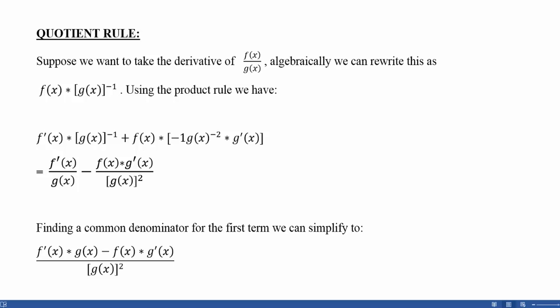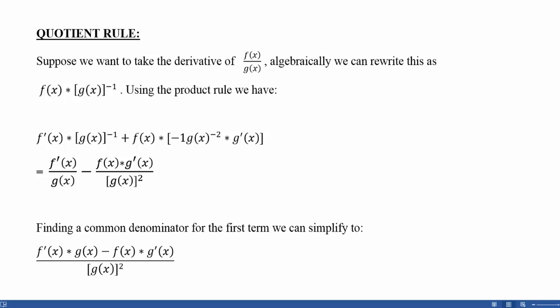The quotient rule. Suppose we want to take the derivative of f of x over g of x. So now we have the ratio of two functions, or quotient. Let's look at how we can use the product rule to solve for this derivative using some algebra tricks. And from there, we'll derive what's called the quotient rule.